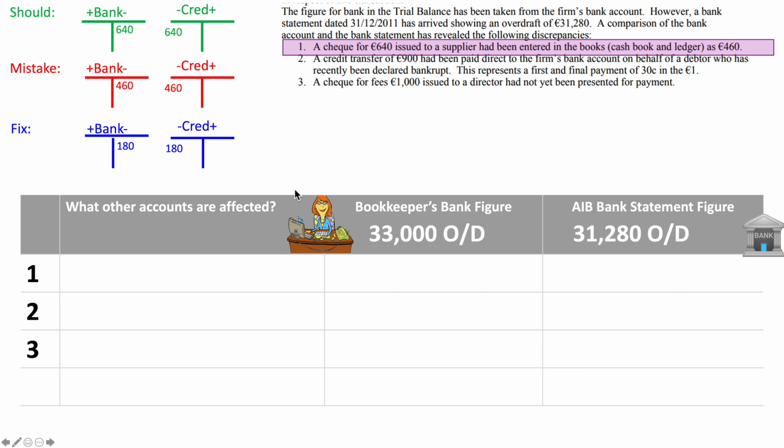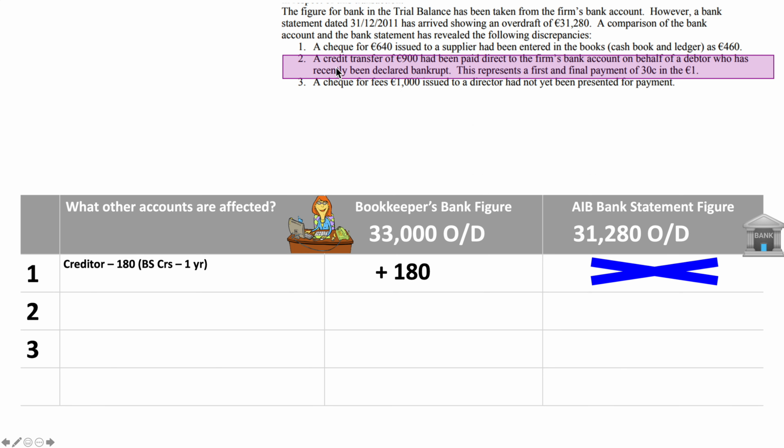Now it was the bookkeeper that made the mistake. AIB doesn't care about it, they don't know about it, they will never know about it, and so we don't have to adjust them. But if we credit the bank 180, that's another 180 coming out of the bank. That's going to increase the bank overdraft figure, and then the creditor is going to reduce by €180 there.